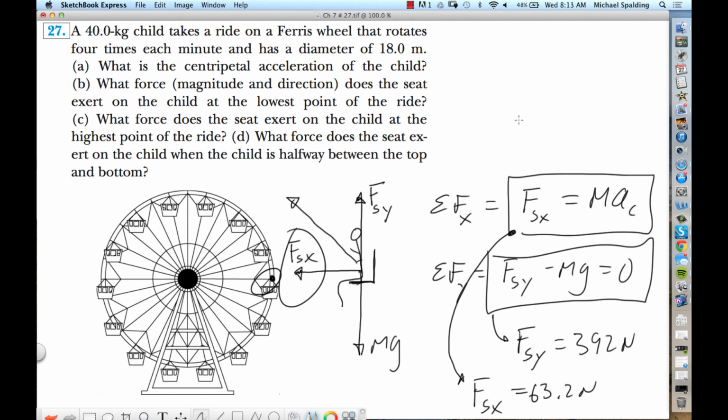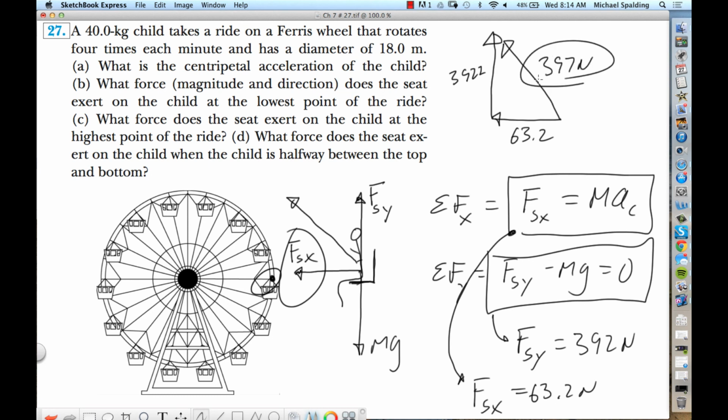So now, what's the total force of the seat on the kid? It's going to be at an angle, right? So this becomes a vector problem. The force of seat x is 63.2. The force of seat y is 392. So now what do you do? You do Pythagorean theorem, and you get 397. And that's the answer. The total force of the seat is 397. And then you also want this angle, right? Using inverse trig, that comes out to be about 80 degrees. Okay?